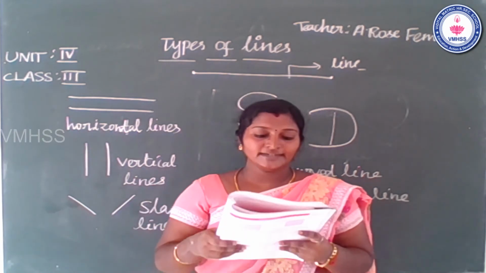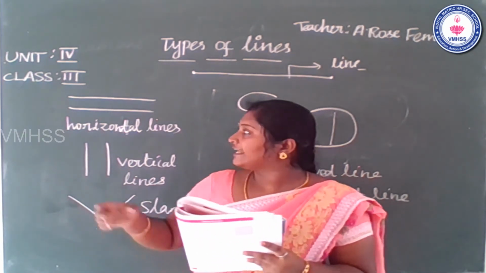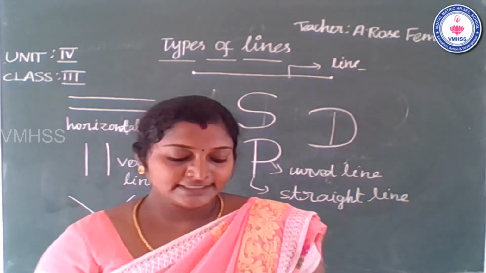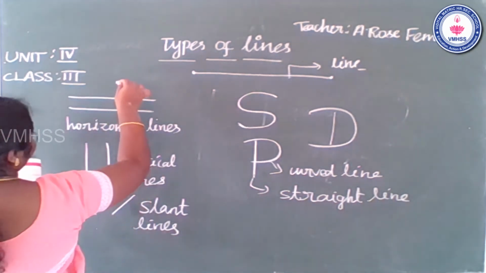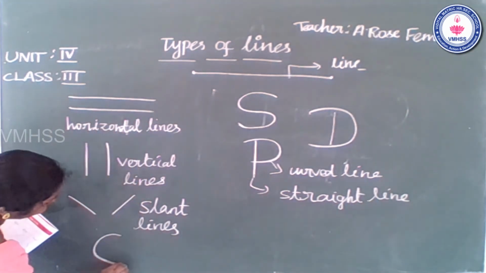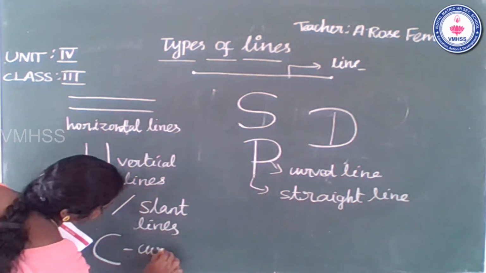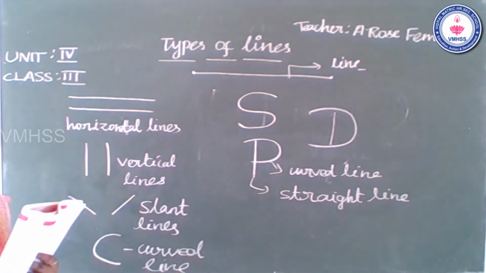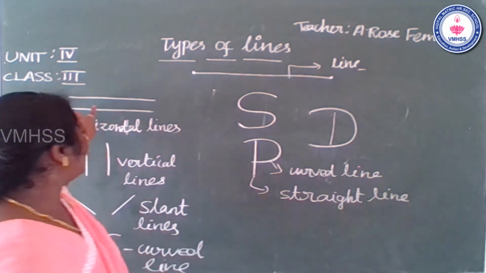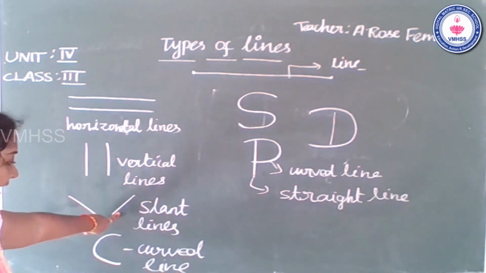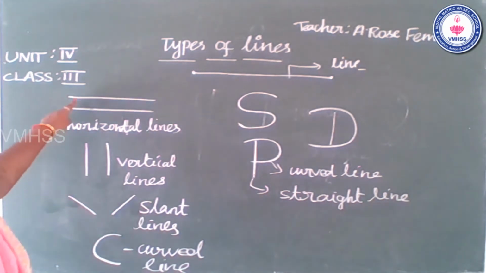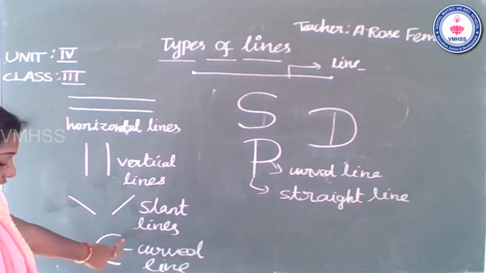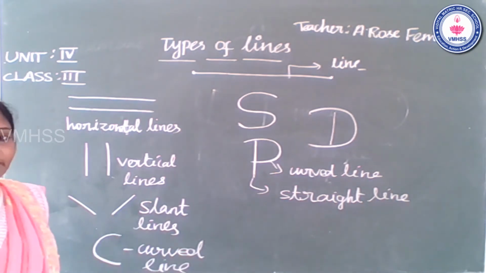First one, horizontal line, vertical line, slant line and curved line. This is a curved line. Once again, horizontal line, vertical line, slant line, curved line. Next one, some curved lines.